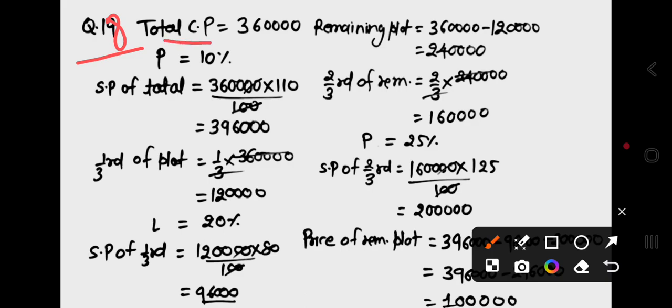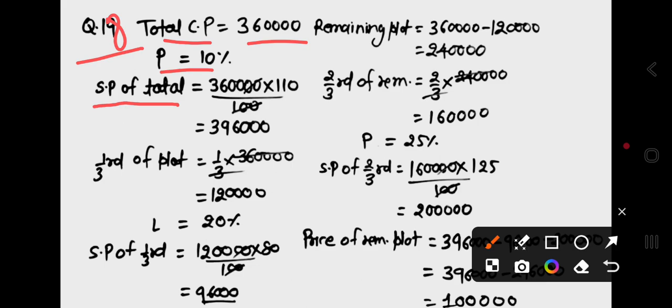Total CP of land. It is given in the question, 3,60,000. Okay, so you'll write it 3,60,000. Now his desirable profit is 10%. He wants to sell the plot to get a profit of 10%.